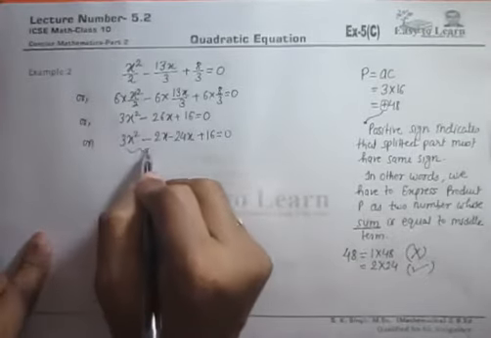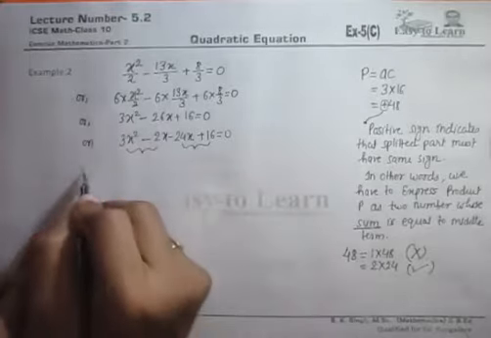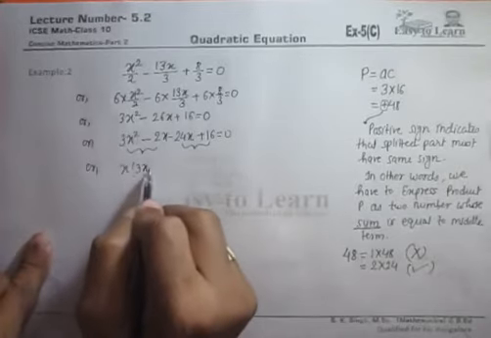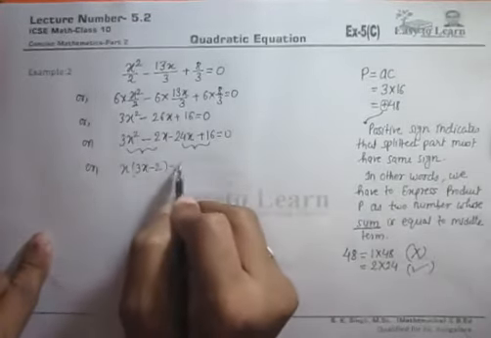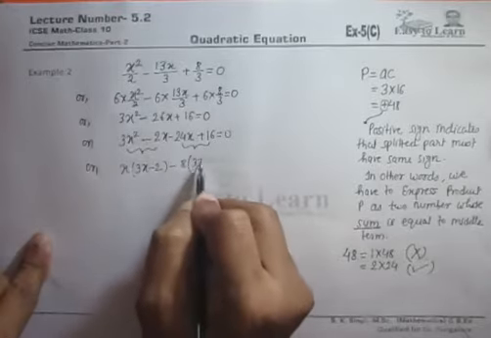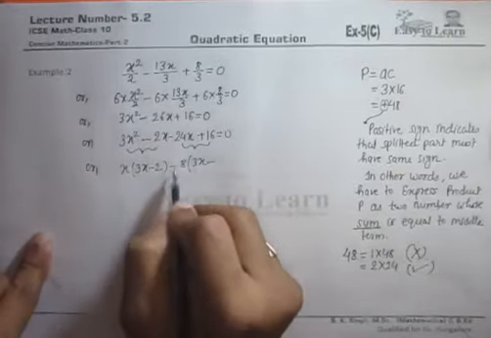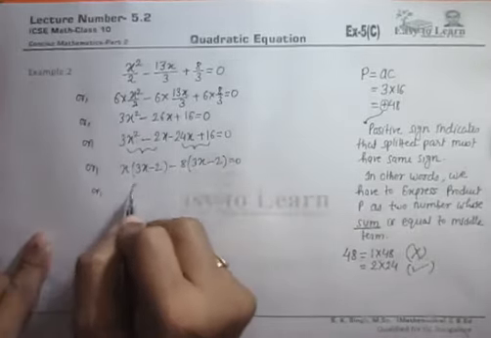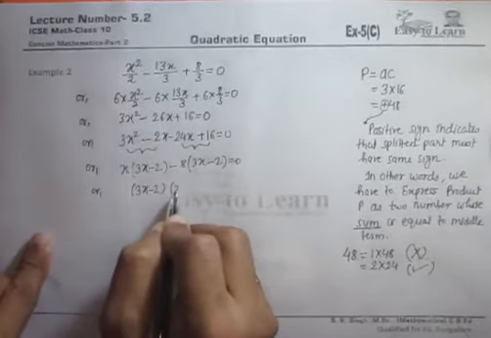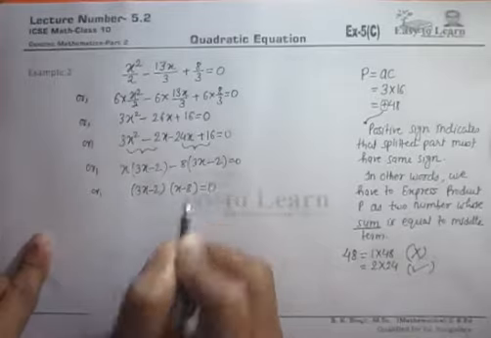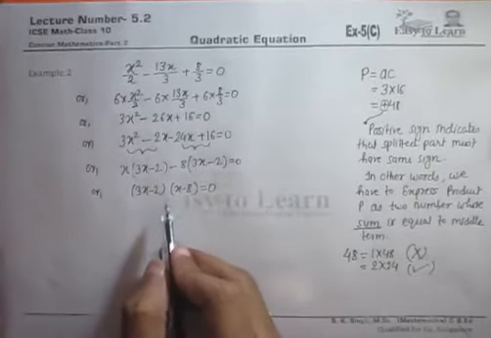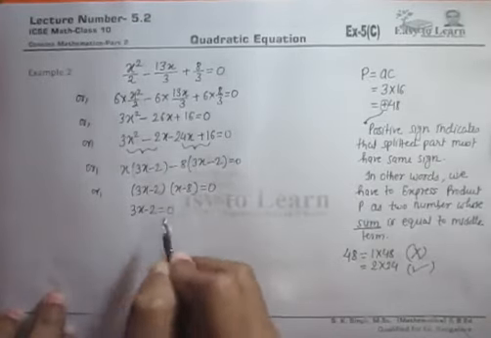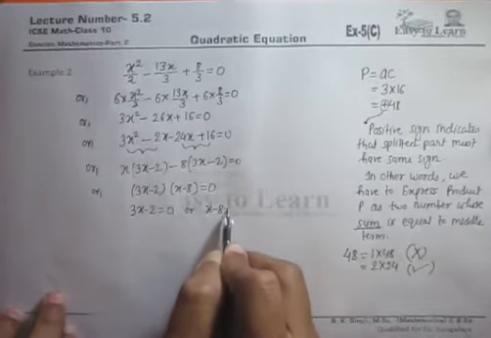Now make the groups of 2. After this step, grouping is easy. From these two we can take x common, so here we are getting 3x minus 2, and from these two we can take 8 common, so here you will get 3x, and this plus becomes minus because you have taken minus common, 2 equal to 0. So 3x minus 2 into x minus 8 equal to 0. Now the product of these two factors is 0, so it means 3x minus 2 equal to 0 or x minus 8 equal to 0.